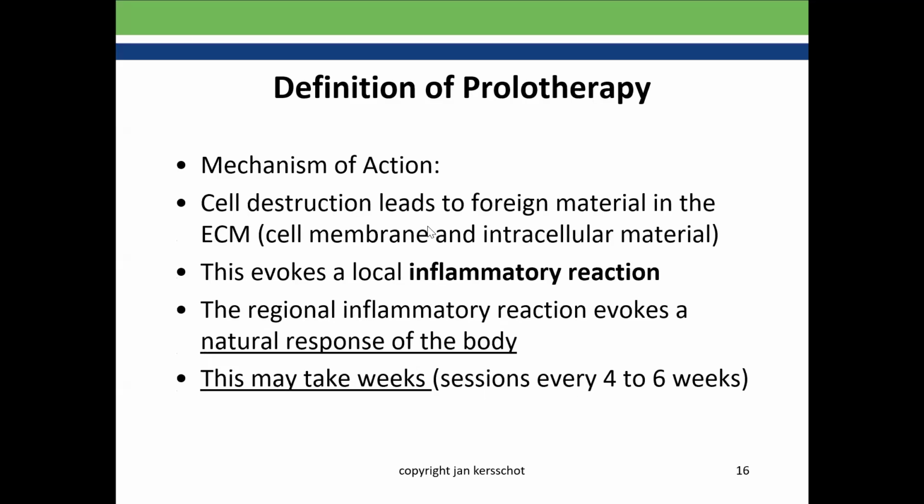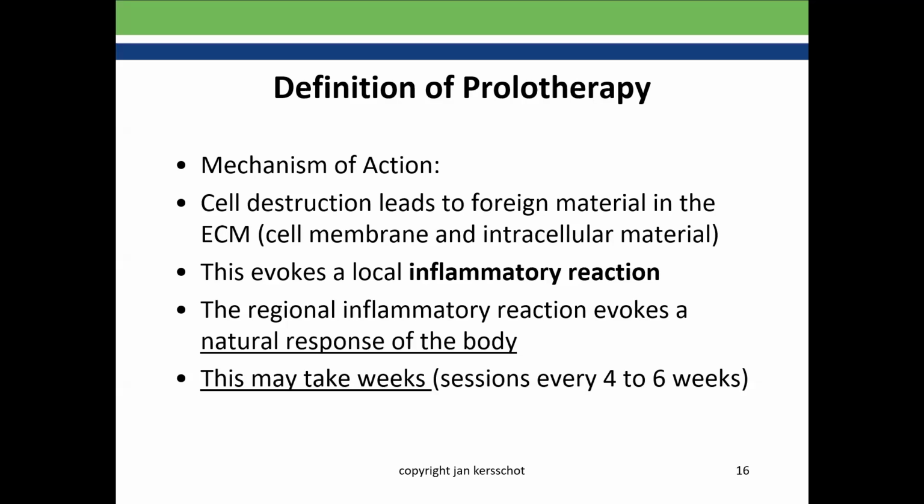And the mechanism of action is completely different from what we see with glucopuncture. I will explain right away: the cell destruction leads to foreign material in the extracellular matrix, because the cell membrane collapses. All the phospholipids and the other intracellular material come into the extracellular matrix, and the body recognizes this and reacts with a local inflammatory reaction. But that's the goal. This regional inflammatory reaction evokes a natural tissue repair response, which can take several weeks.